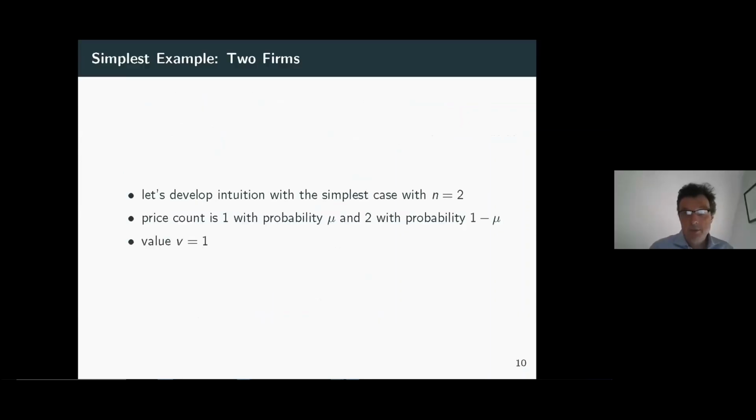Okay. So we're going to start out with the simplest possible example, which is simply going to be the case of there being at most two firms. There's a probability mu that only one firm makes an offer, so mu is the probability that the price count is 1, and 1 minus mu is the probability that there are two offers. We're going to normalize the value simply to 1, so keep that in mind.